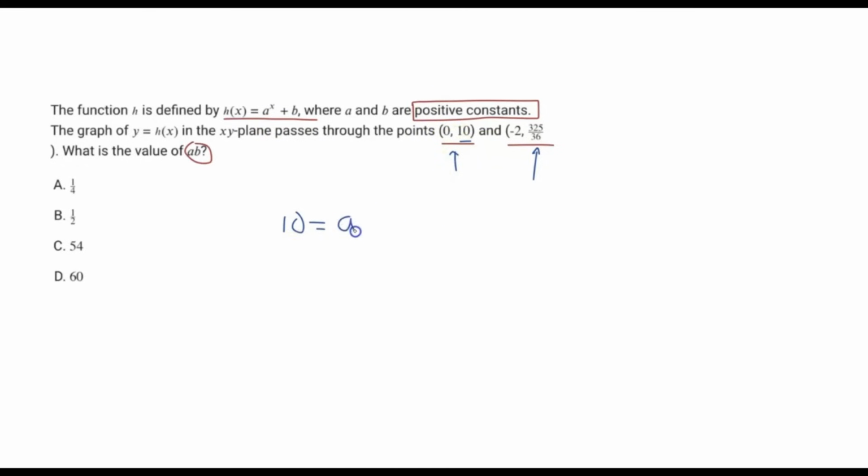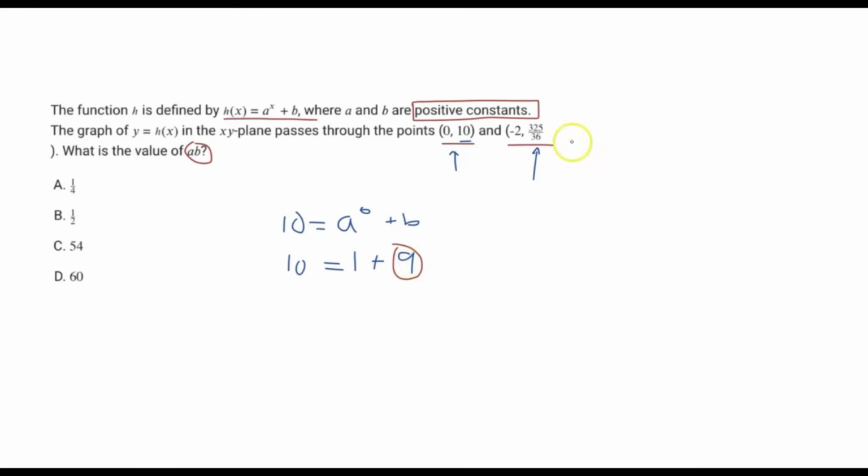So a to the power of 0 is going to give us 1. So here we have 1. So 10 equals 1 plus b. And so what added to 1 gives us 10? Well, that is going to give us a value of 9. So we still do not know what the value of a is, but we know whatever a is to the power of 0 is going to be 1. But we have now just found out the value of b, right? And it makes sense because b is a positive constant.